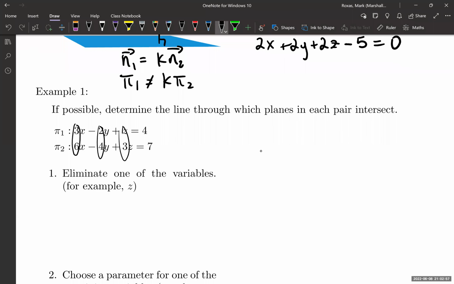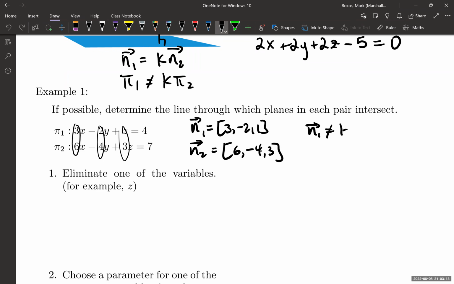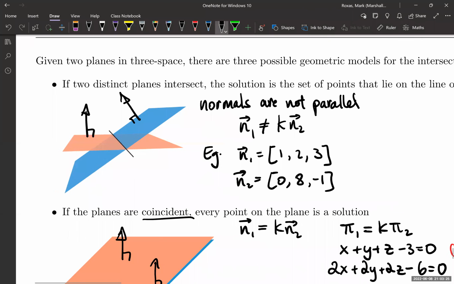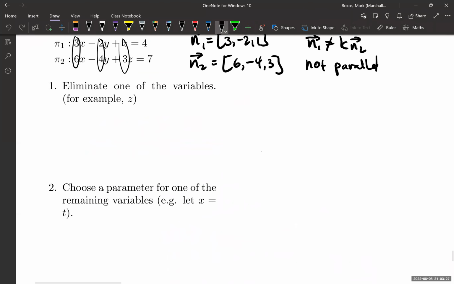So let's write that formally here. N1 equals 3, negative 2, and 1, and N2 equals 6, negative 4, and 3. And we're going to say here that N1 is not a scalar multiple of N2. And if that's the case, then they're not parallel. They will intersect at a line, just like this first diagram here. Normals that are not parallel will intersect at a line. So how do we carry out this solution?